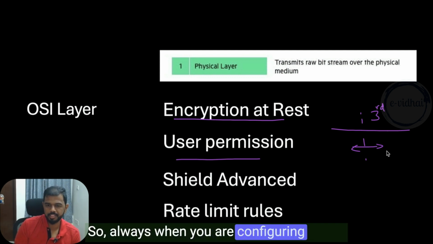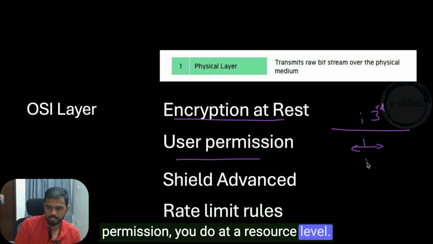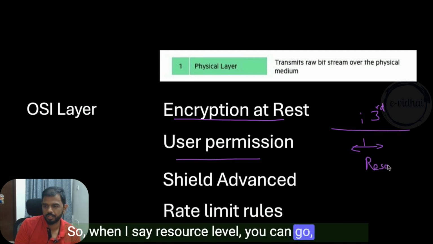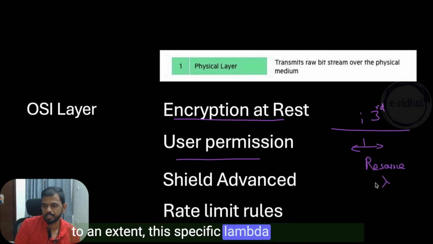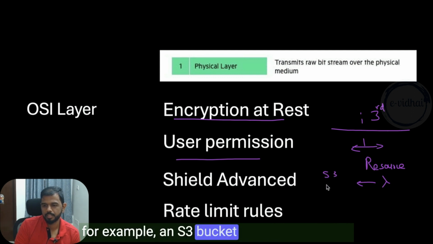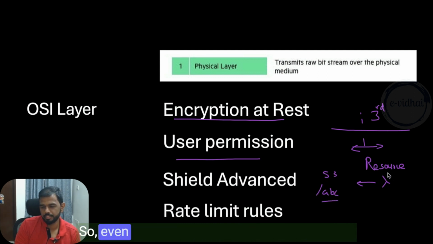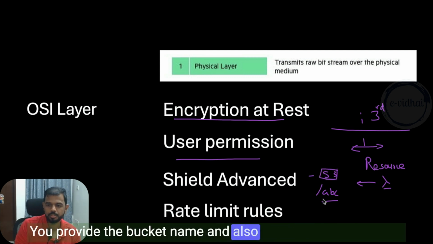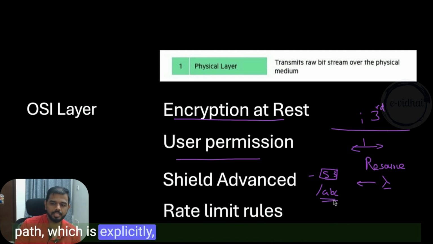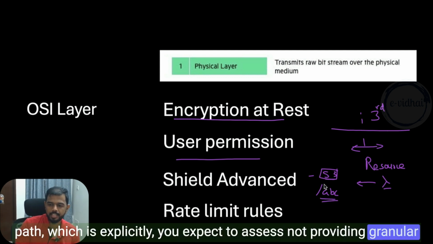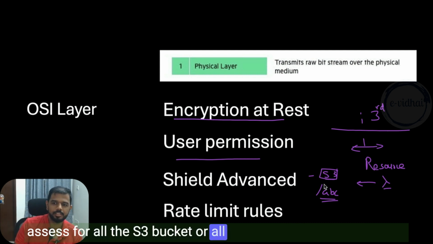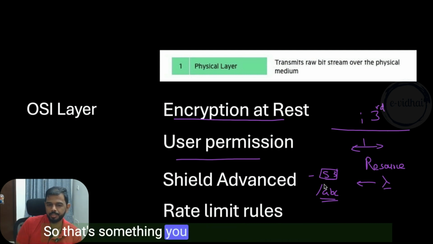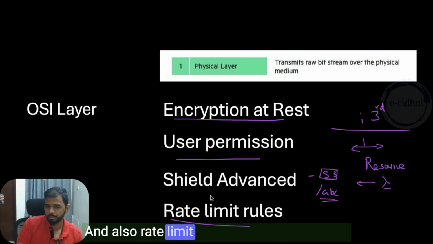So when you're configuring a user permission, you do it at a resource level. When I say resource level, you can go granular to an extent. This specific Lambda should access, for example, an S3 bucket at path/ABC. So even if you provide access for a third-party Lambda to fetch content from your S3 bucket, you provide the bucket name and also the specific path you explicitly expect it to access, not granular access for all the S3 buckets or all the paths within the S3 bucket. That's something you need to keep in mind when you're dealing with user permission and role permission, and also rate limit rules and Shield Advanced.